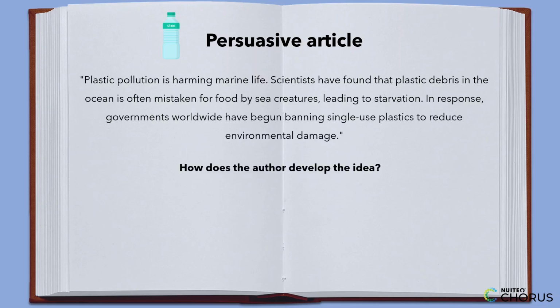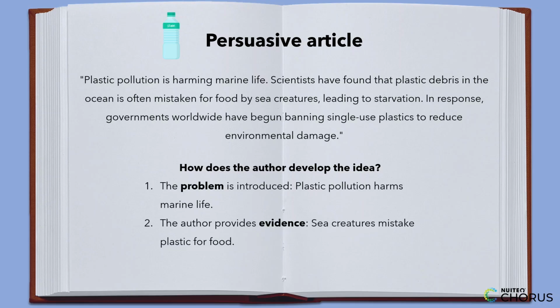How does the author develop the idea? First, the problem is introduced. Plastic pollution harms marine life. Then, the author provides evidence. Sea creatures mistake plastic for food. Finally, the solution is presented. Governments banning single-use plastics. The structure follows a cause and effect pattern, showing how one idea leads to another.